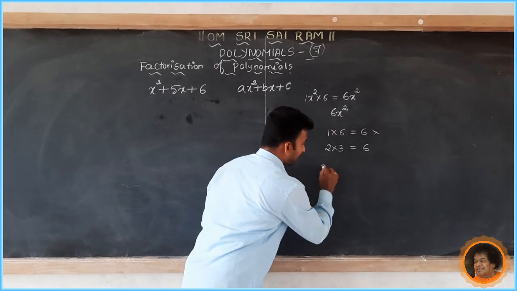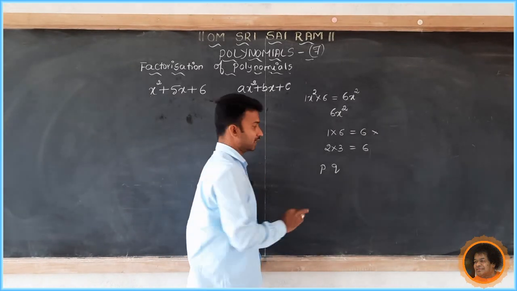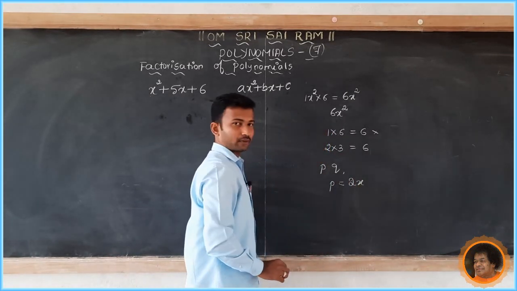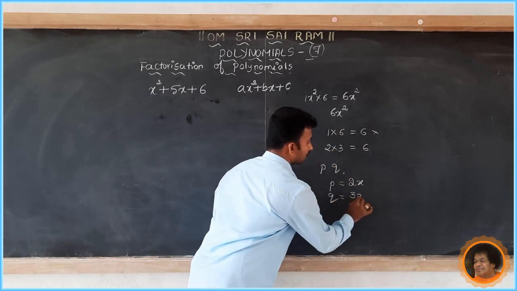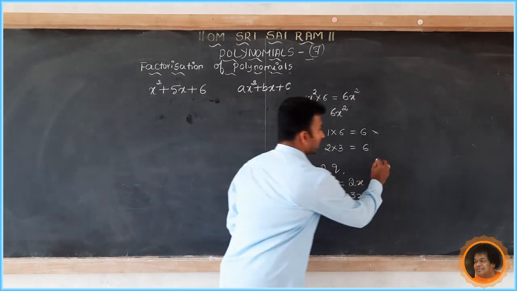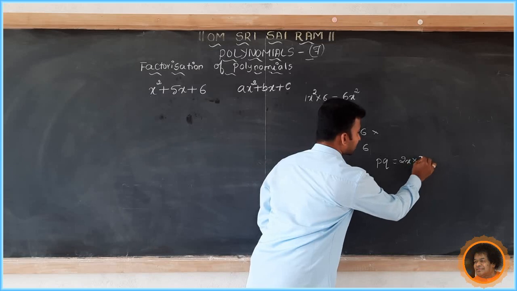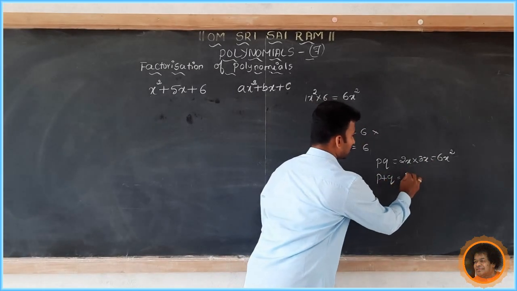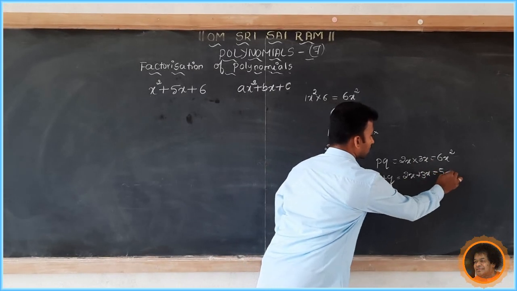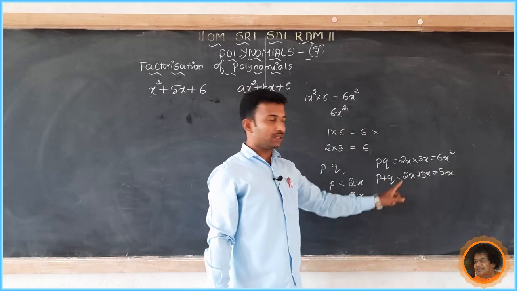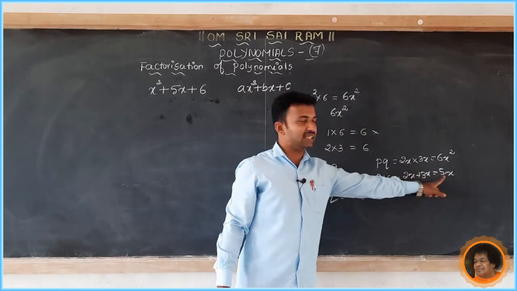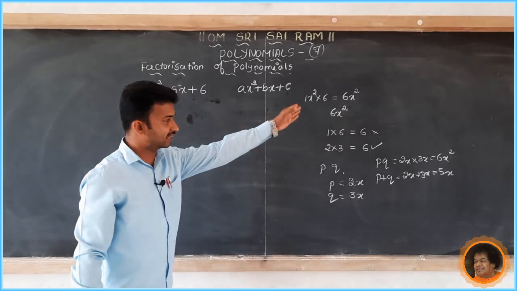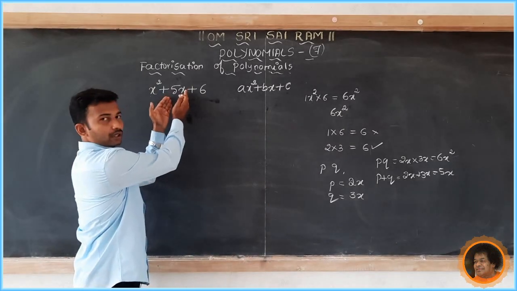Now, consider p and q are the two factors. p is equal to 2x and q is equal to 3x. pq is equal to 2x into 3x is equal to 6x square. p plus q is equal to 2x plus 3x is equal to 5x. Now, the product is 6x square and the sum is 5x. So, the second pair is the best pair which gives the product 6x square and at the same time the sum 5x.